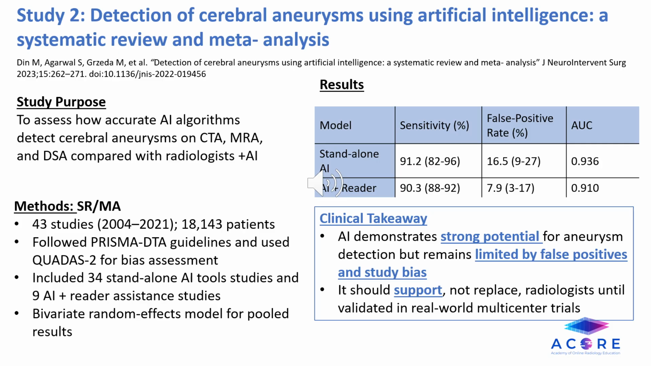The authors divided the studies into two categories: standalone AI, where the algorithm worked independently, and AI-assisted readers, where radiologists use AI support while interpreting scans. For standalone AI, the pooled sensitivity was about 91%, with an area under the curve of 0.94, but the false positive rate was relatively high, around 16%.